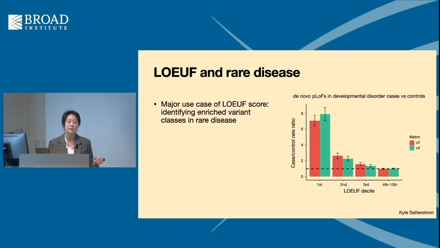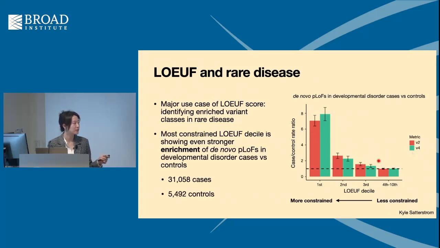So moving on to an application of LUF. One major use case of this score is to identify enriched variant classes in rare disease. This plot is now showing the rate ratio of de novo predicted loss of functions in developmental disorder cases versus controls. And again, right to left is less to more constrained. This is LUF decile on the x-axis.